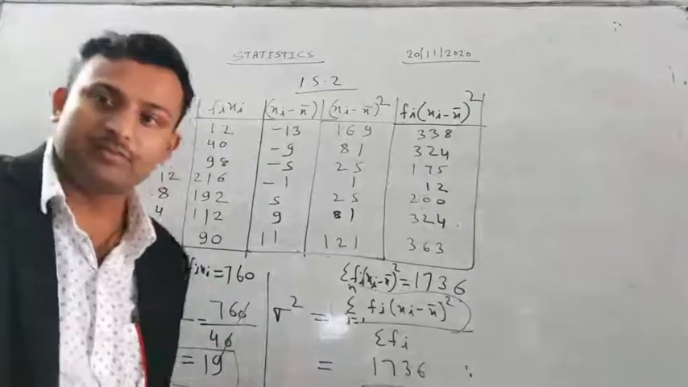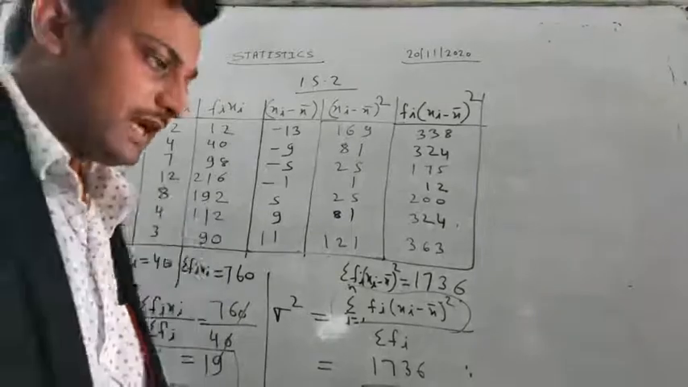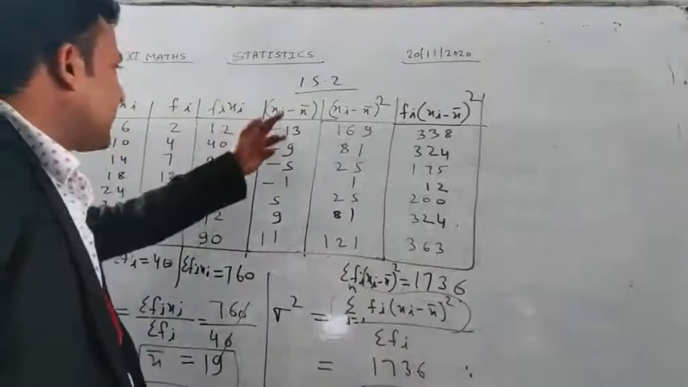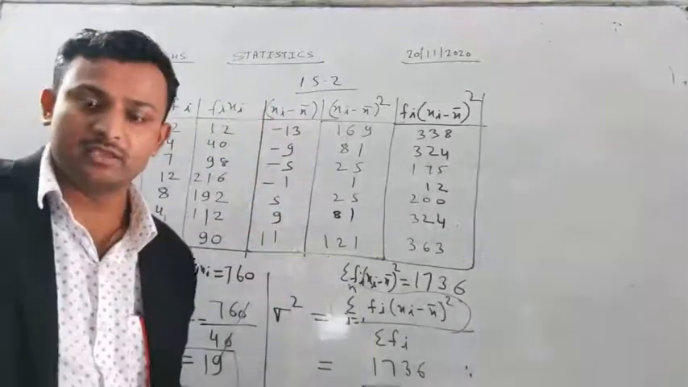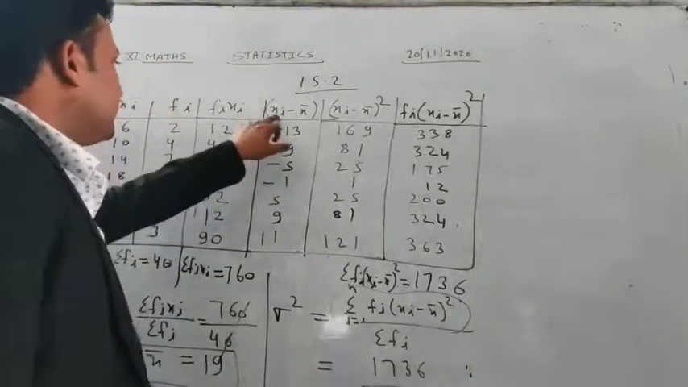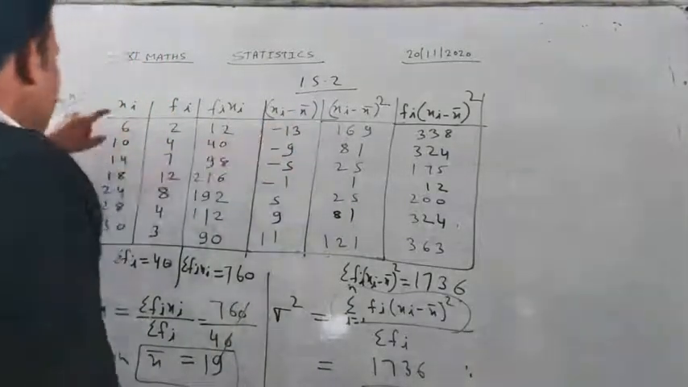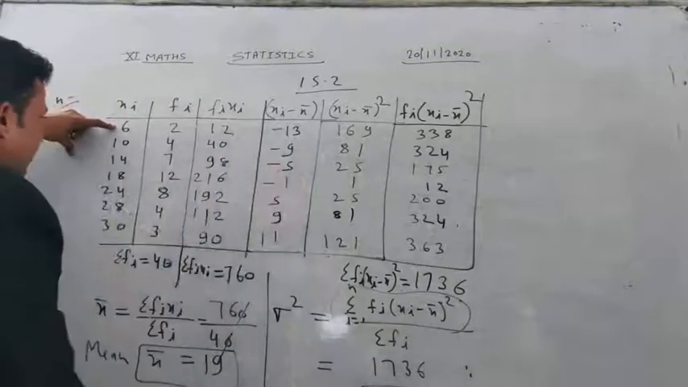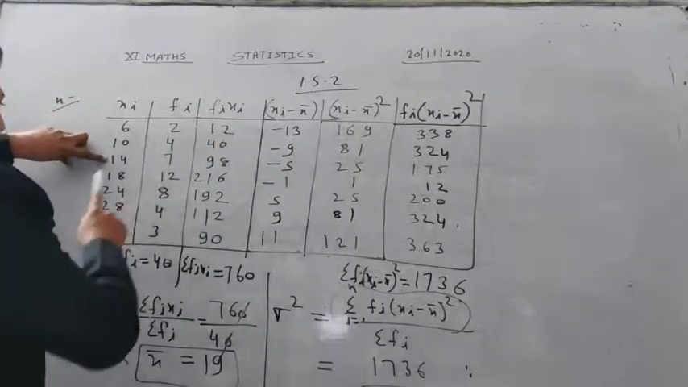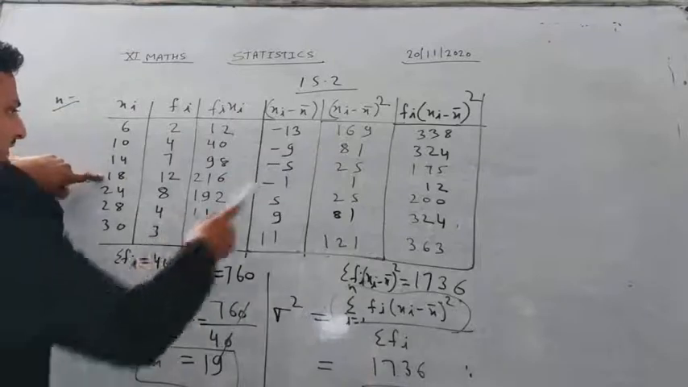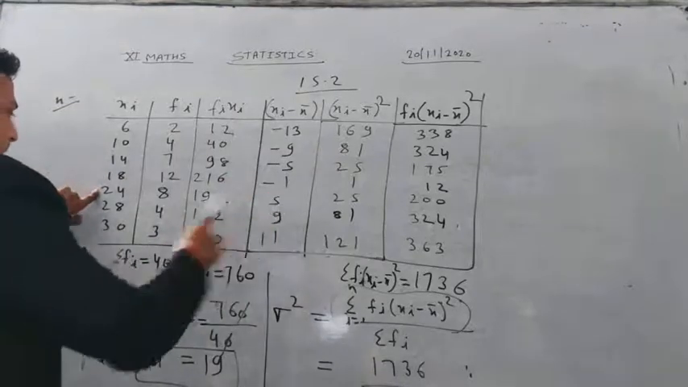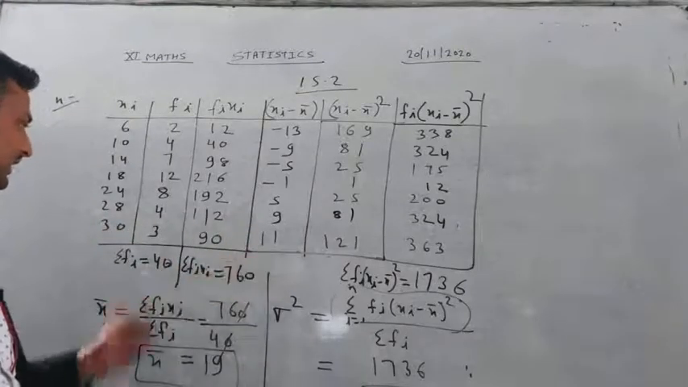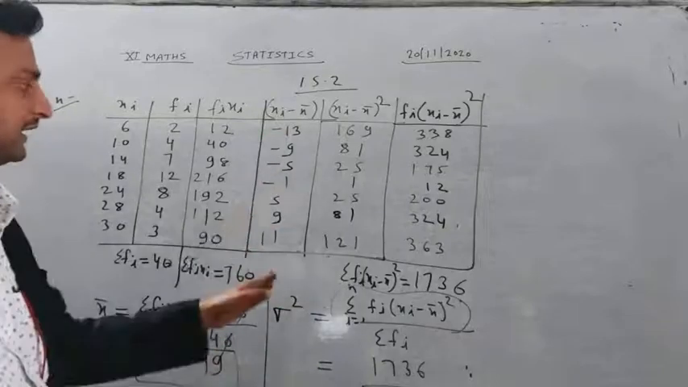Now we have to find our variance. To find the variance, we find the difference of each observation and the mean. So here is xi minus x bar. xi is 6 and x bar is 19, so 6 minus 19 is minus 13. 10 minus 19 is minus 9, 14 minus 19 is minus 5, 18 minus 19 is minus 1, 24 minus 19 is 5, 28 minus 19 is 9, and 30 minus 19 is 11. So we have the differences.